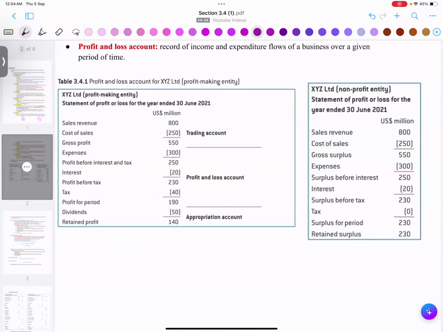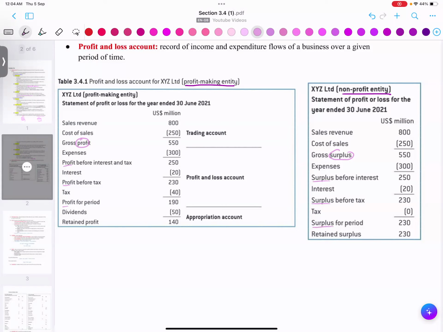So you have the profit and loss account. You have it for a profit-making entity and for a non-profit entity. What's the difference? The difference is that a non-profit entity uses a surplus instead of profit. As you can see here, there's profit, profit, profit. Here there's surplus, surplus, surplus.